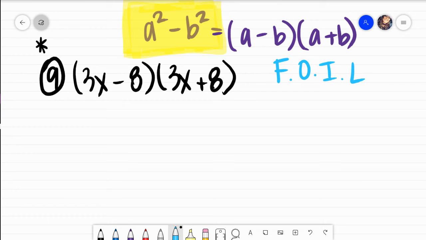First means the first two terms in each set of the parentheses. So the first term in each binomial, which would be our 3x and 3x. If you multiply those together, we get 3 times 3 is 9. And then x times x is keep and add.